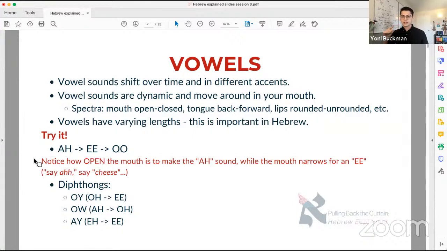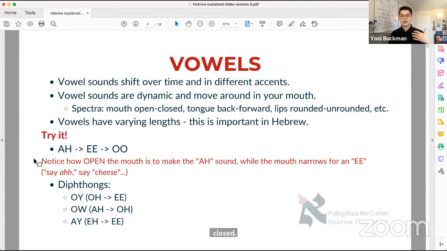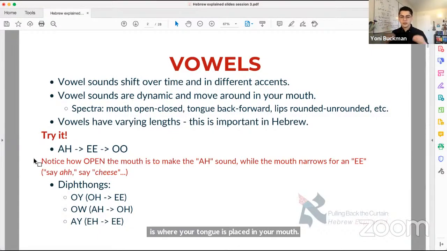And also another one, which is a little bit trickier to conceptualize, but you can feel the difference in your mouth, is where your tongue is placed in your mouth. So there are some where your tongue is pushed more forward and others where your tongue is back. So like an oo or an o, your tongue is kind of scrunching up in the back of your mouth. You might be able to feel it better than you could conceptualize it. And again, with that E, your tongue is kind of forward. It's not bunching in the back. So again, just play around with that, with like going from ah, E, O, right? You're sensing those two differences.